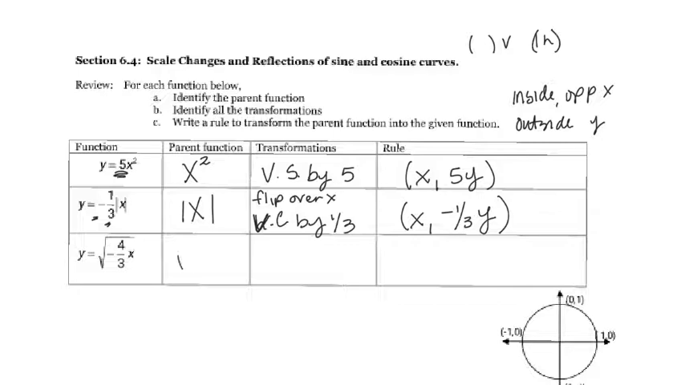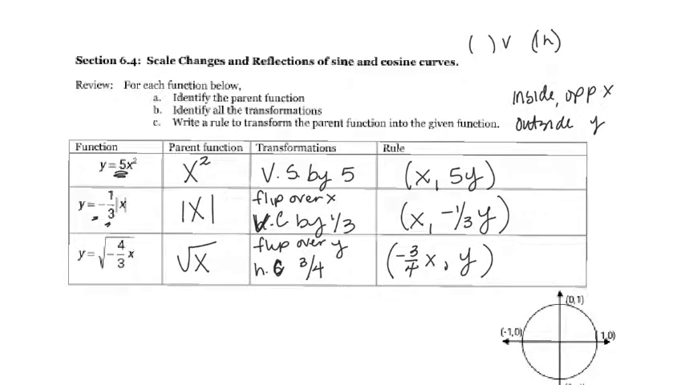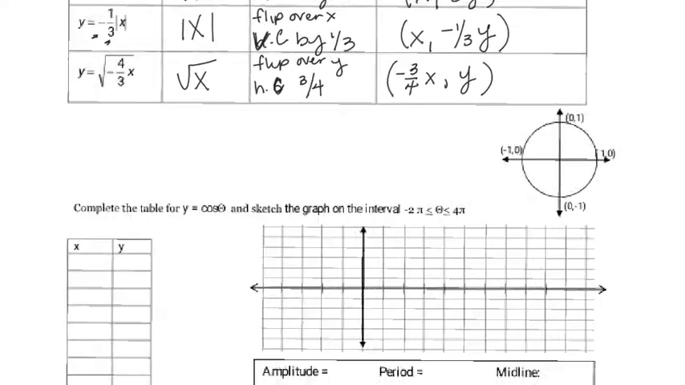Not so much on this last one. It'll be a flip over the y because it's inside, moving from left to right. And this will be a horizontal compression, because we're going to flip the fraction by 3/4. Remember, inside does opposite of what you think. So my rule here will be negative 3/4 x, comma y. There's nothing on the outside of this one. So I'm hoping you remember this as we go about and do an example together.